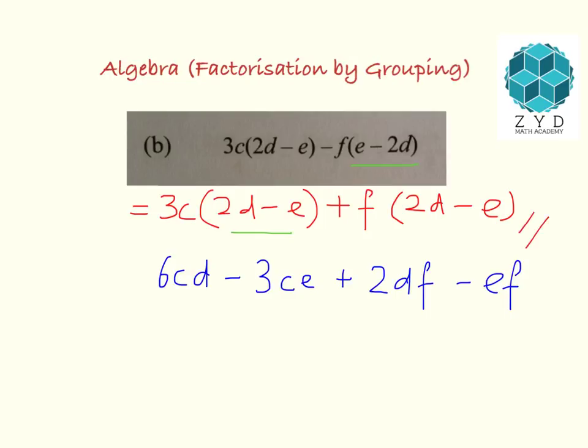Okay, so this is another way of doing factorization by grouping, where we have to flip the term inside the bracket. We flip this term to be the same as the one over here, and the thing to take note of is we have changed from a minus f to a plus f.